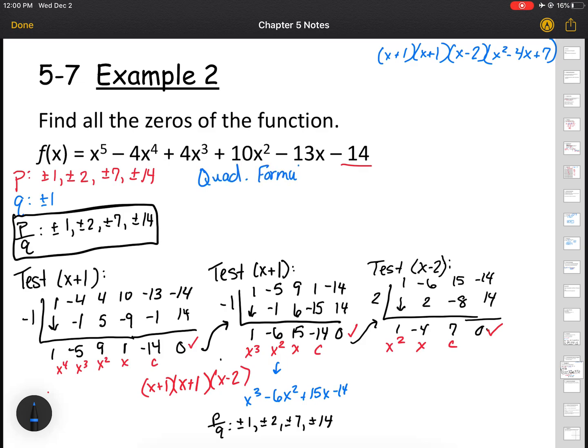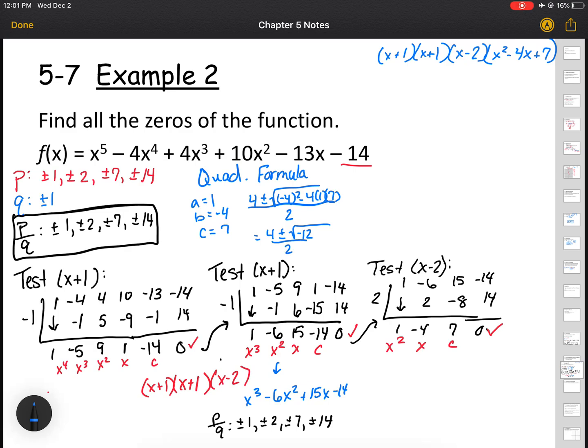Okay, so with that, our a is 1, our b is negative 4, and our c is 7. So when we do that, I have 4 plus or minus the square root of negative 4 squared minus 4 times 1 times 7, all over 2, because 2 times a is 2. Then I have 4 plus or minus the square root, negative 4 squared is 16, and 16 minus 28, because 4 times 7 is 28, is negative 12, all over 2.